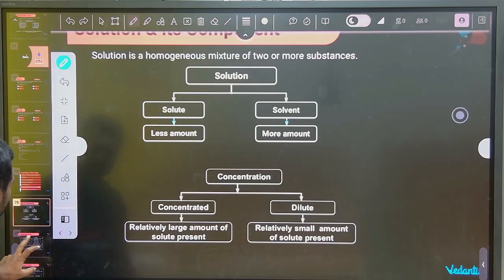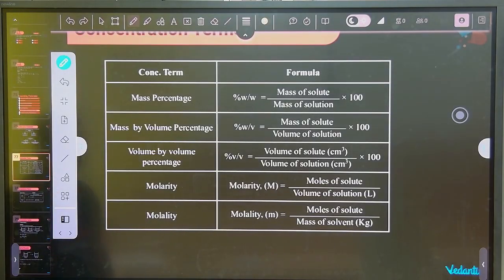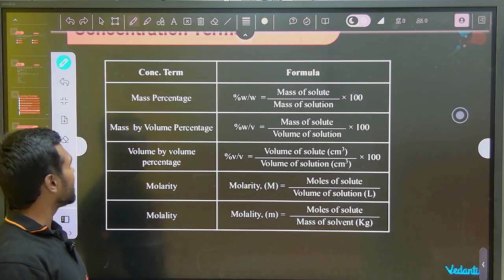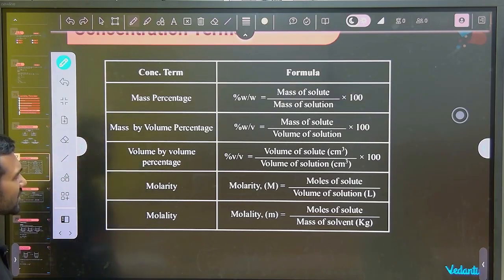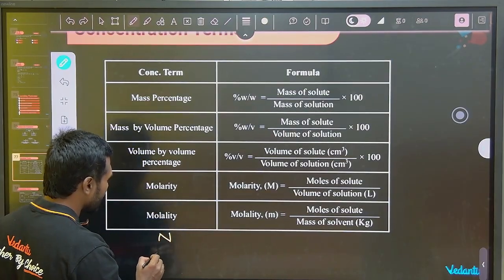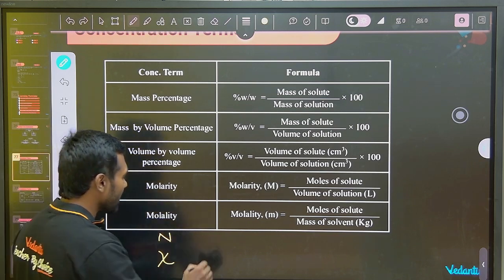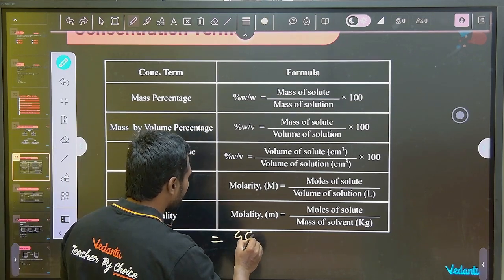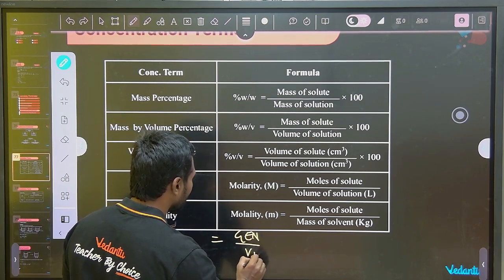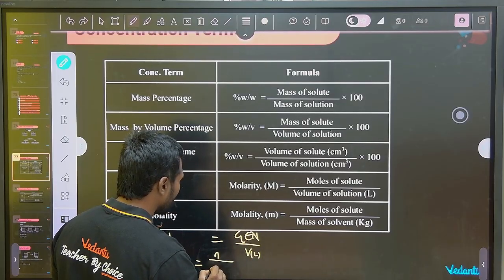Okay, you know already the solute, solvent, right? Solutions, weight by weight. Now in this one, mass percentage, mass by volume percentage, volume percentage, molality, and I will say normality also, and I will use one more, mole fraction. Now in this one, normality is number of gram equivalents by volume in liter, and mole fraction is number of moles of one component to the total number of moles.